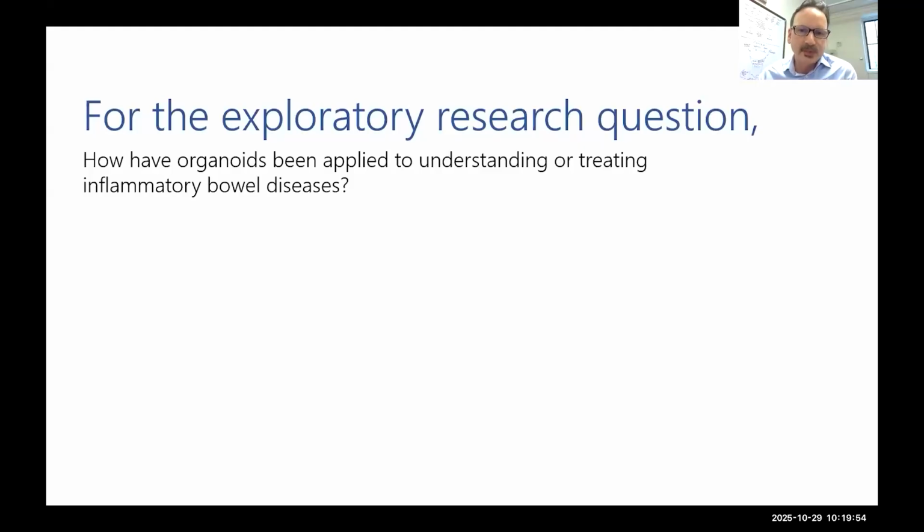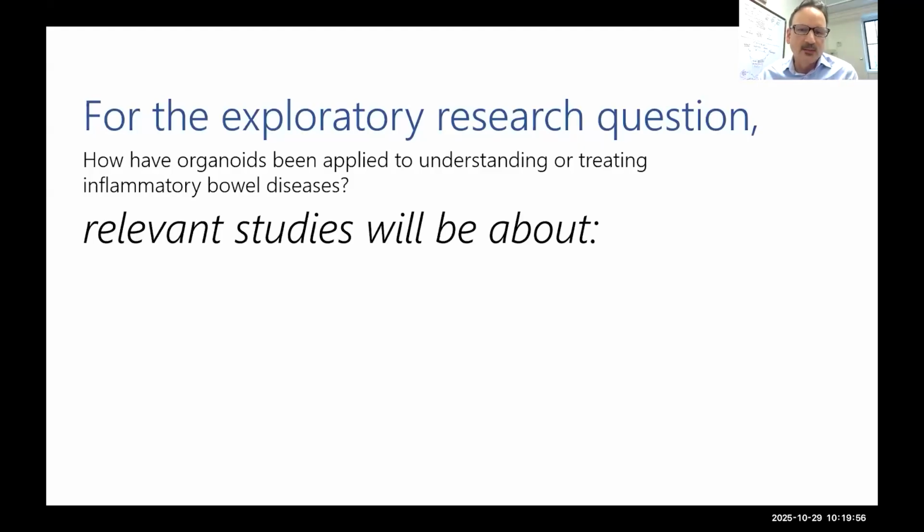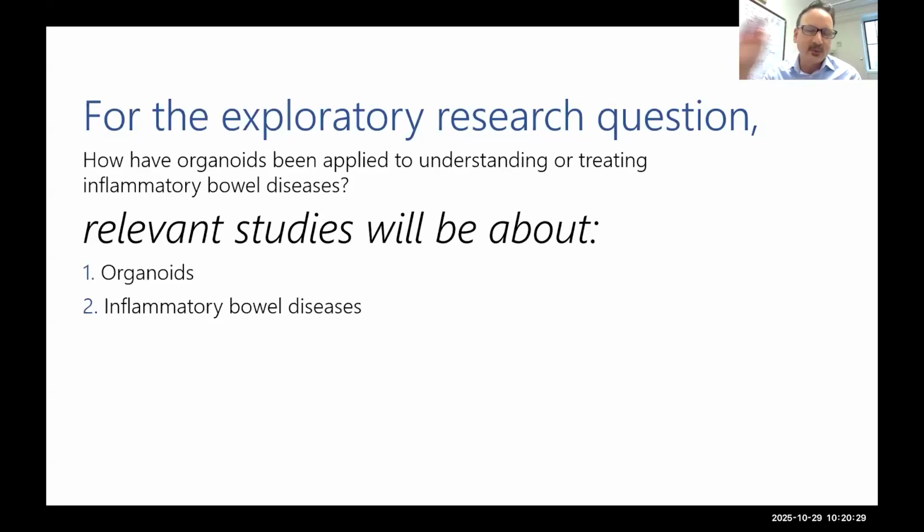So for this particular research question, relevant studies that are going to address this have to be about a couple of things. They have to be about organoids and they have to be about inflammatory bowel diseases. So again, this seems maybe sort of obvious and sort of trivial, but it is important to do this step and to really think about it. It's actually important to articulate your research question first of all, to actually have that front of mind and to know what your goal is.